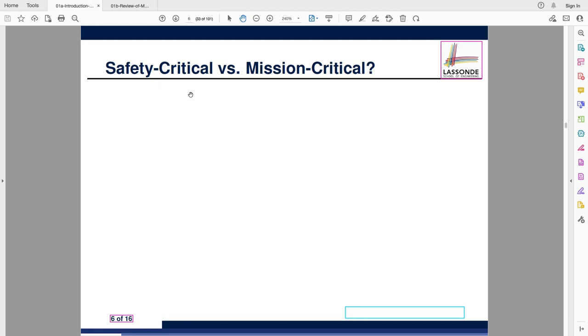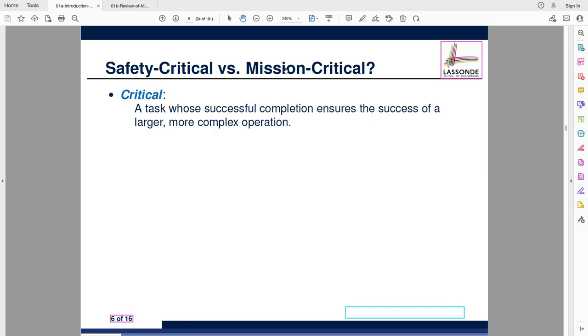To really distinguish between them, let's analyze it word by word. Being critical means if you didn't complete it successfully, it's going to impact something bigger. That's basically what critical means. It's important. But now let's understand safety versus mission. Guys, intuitively, which one do you think is more important, in the sense that if it fails, the consequence is going to be more severe? Safety, awesome. I agree.